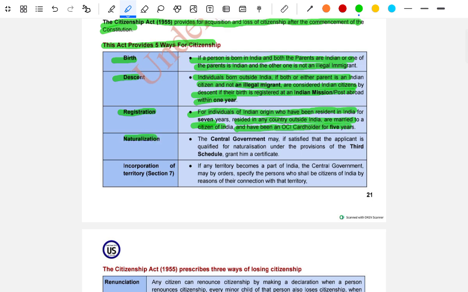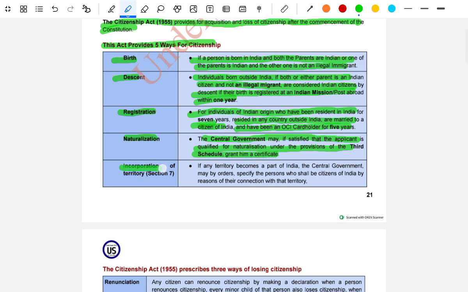Naturalization: the central government may, if satisfied that the applicant is qualified for naturalization under the provisions of the Third Schedule, grant him the certificate.